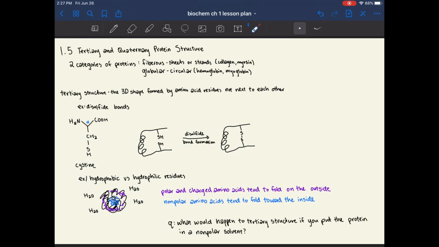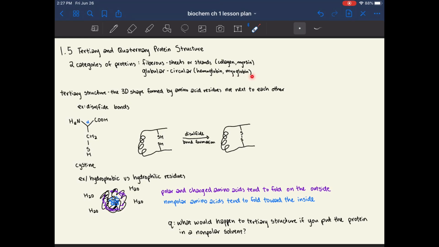Chapter 1.5 is about the tertiary and quaternary structure of proteins. It starts off by describing the two different categories of proteins. One is your fibrous proteins, which tend to form sheets or strands. Some examples are collagen and myosin. Fibrous proteins tend to exist in muscle tissue or other structural kinds of tissue, and they tend to do movement-related functions. Globular proteins are kind of circular in shape.